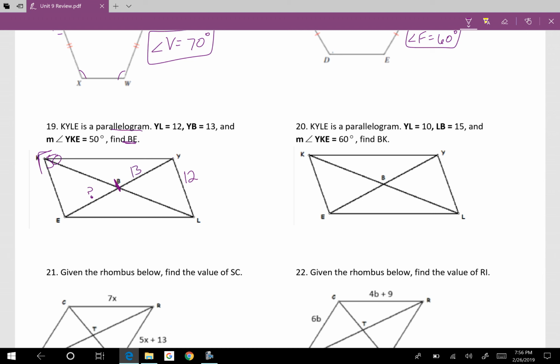Okay, now y'all, this is a parallelogram. So in a parallelogram, remember, your diagonals bisect each other. So this part right here is congruent to this part right there. So YB is going to be congruent to BE. So if YB is 13, so is BE. So BE is 13.